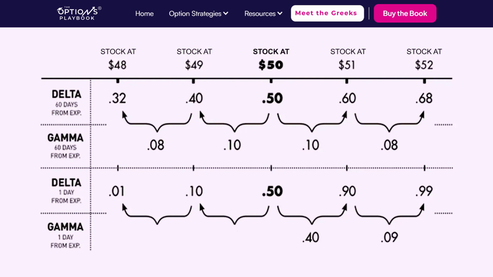Same scenario on the downside. Stock goes from 50 to 49. We see that our delta goes down by the amount of gamma, 40 cents, and we see our delta is now at 10 cents. Goes another point, we see the delta get all the way down to 0.01, meaning that gamma got a lot smaller because it cannot push delta beyond the extreme.